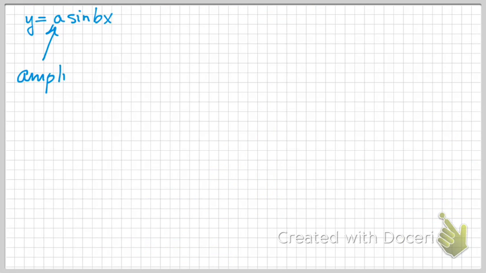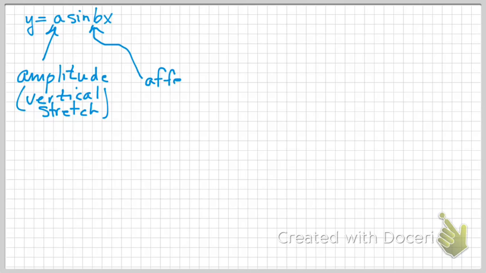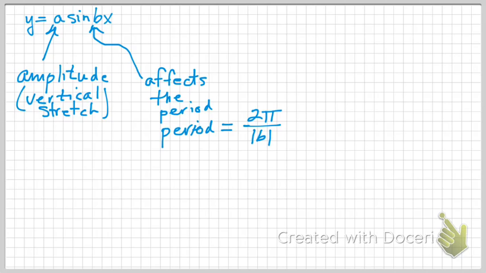So if we looked at y is equal to a times the sine of b times x, the a value is our amplitude. That's our vertical stretch. B affects the period, affects how often it's going to repeat. By definition, the period is 2 pi divided by the absolute value of b. We just take the positive of it.